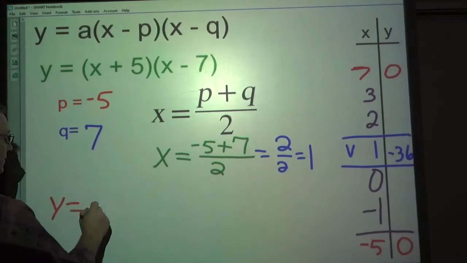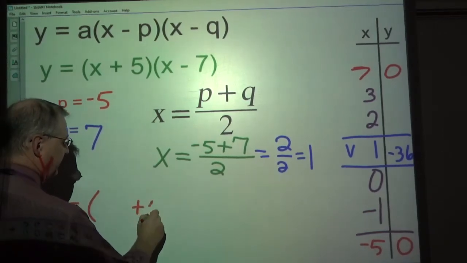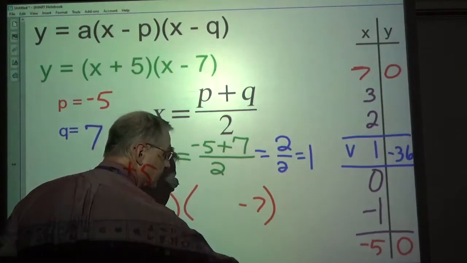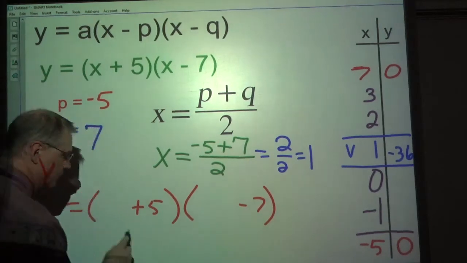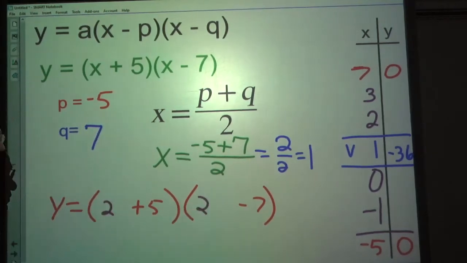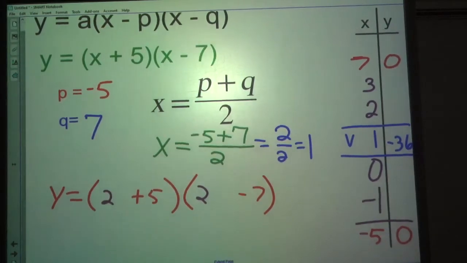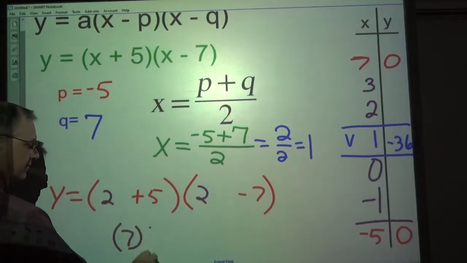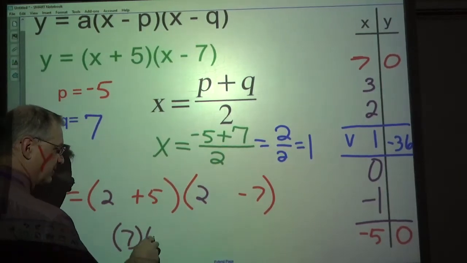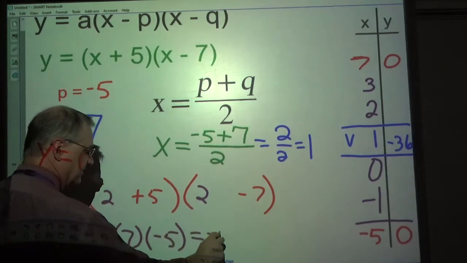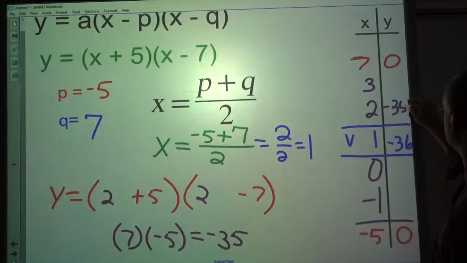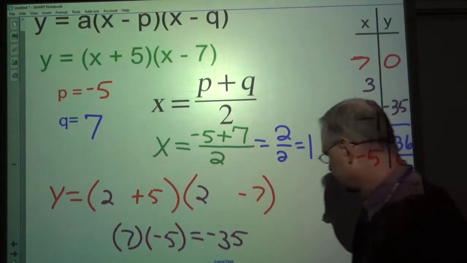All right, so let's find a couple other points just to do it. Y equals something x plus 5 times something x minus 7. And we'll try 2. Remember, equidistant from the vertex gives you the same y values. So we're going to plug these in. 2 plus 5 is 7. 2 minus 7 is negative 5. The result is negative 35. See how close that is to negative 36?